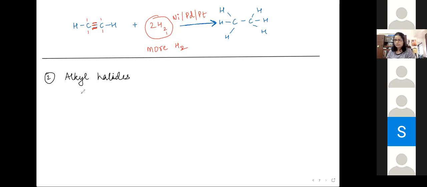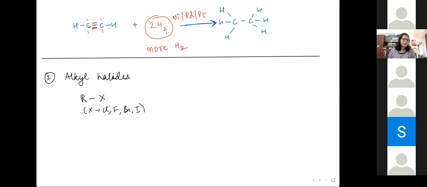Give me a general formula to represent alkyl halides. XCH3, where X... CH3Cl. There you go. So any alkyl group plus halide X, where X can be either a chlorine atom, or fluorine, or bromine, or iodine.